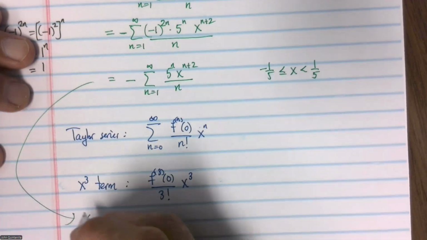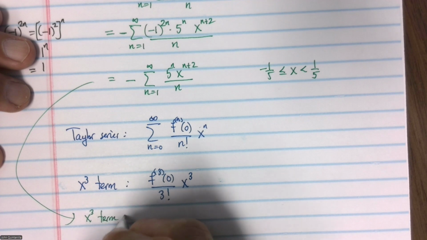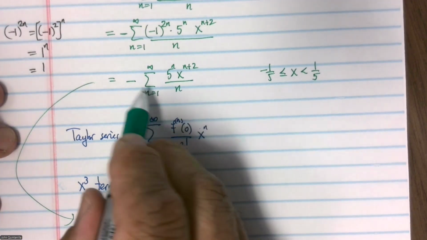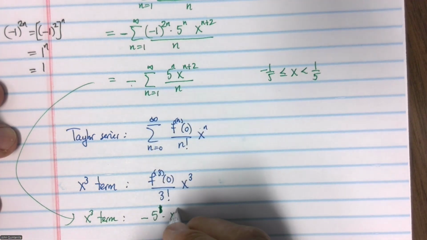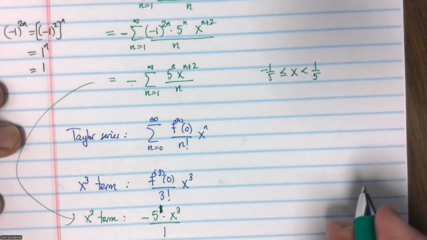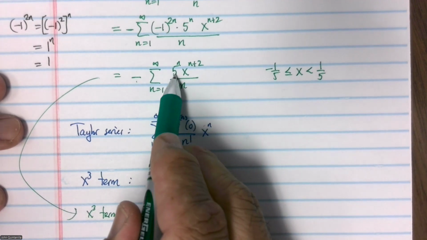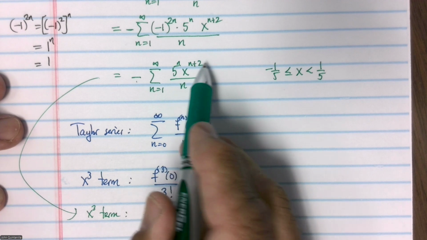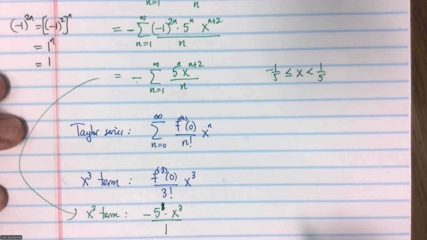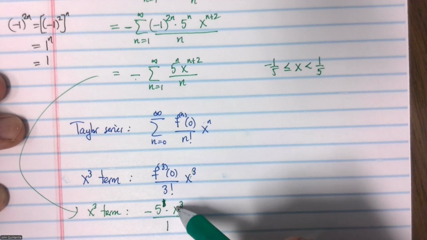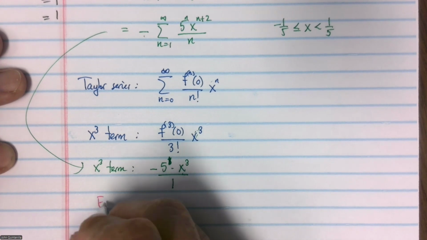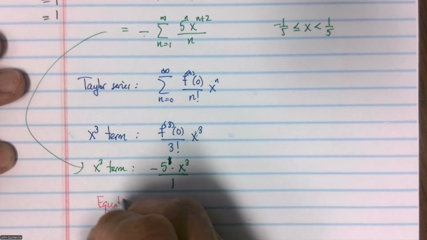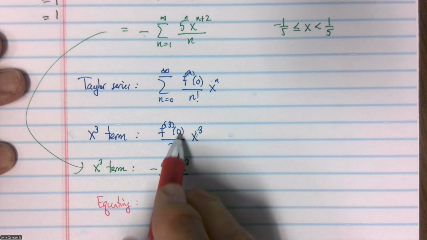Alternatively, the x to the third term can be written as negative 5 to the first, x to the third, over 1. If I let n equal 1 here, I get 5 to the first, x to the power of 2 plus 1, over 1. So these two things have to be equal. These are two different ways of saying the exact same thing.